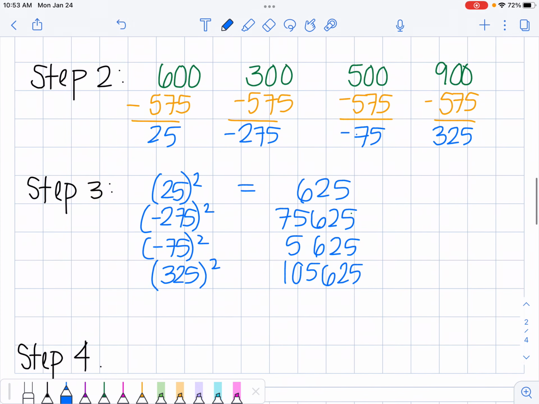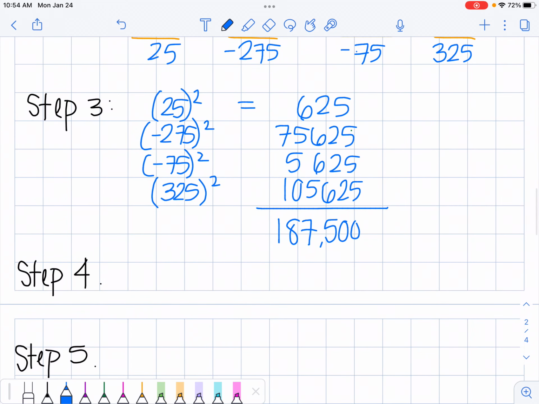Okay, I add them all up. 625 plus 75,625 plus 5,625 plus 105,625 gives me 187,500. Okay, then I take that total and I divide it by the number of numbers. Here I have 1, 2, 3, 4 numbers, so I divide it by 4.